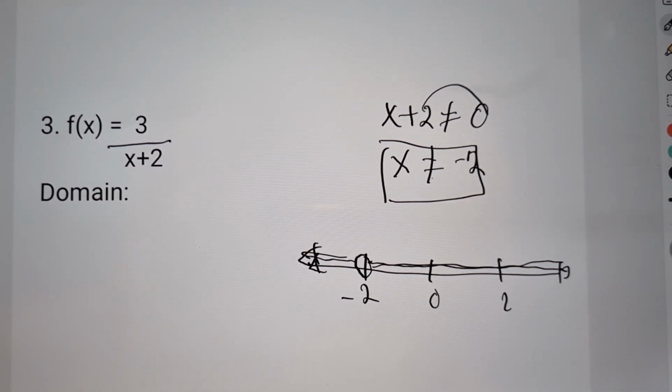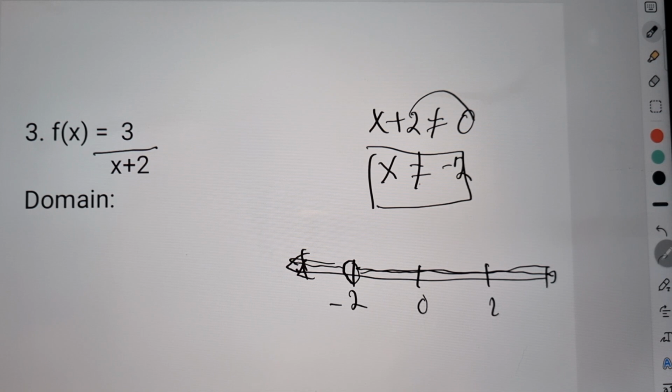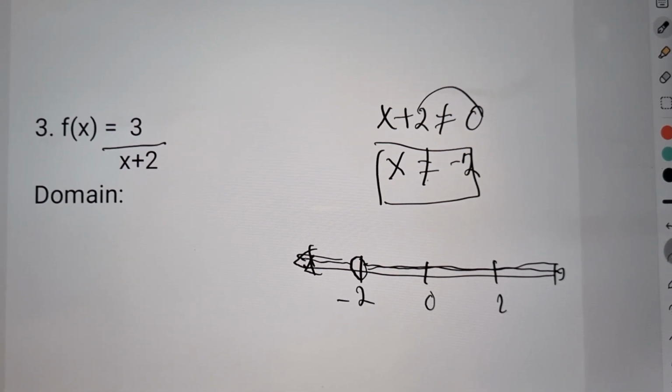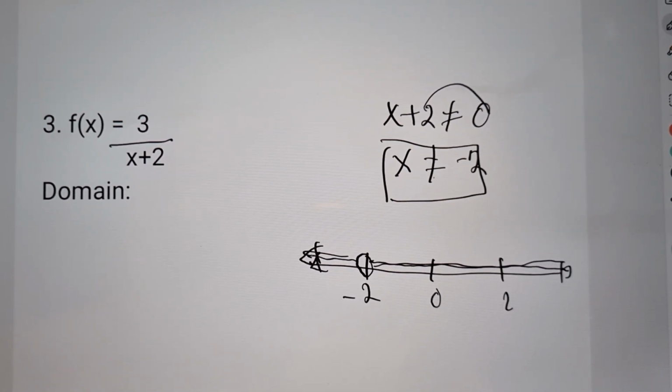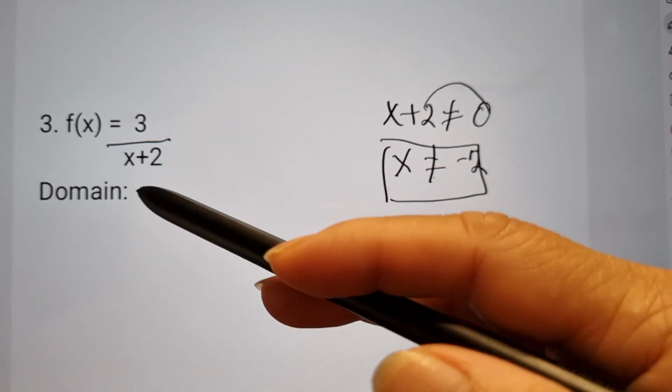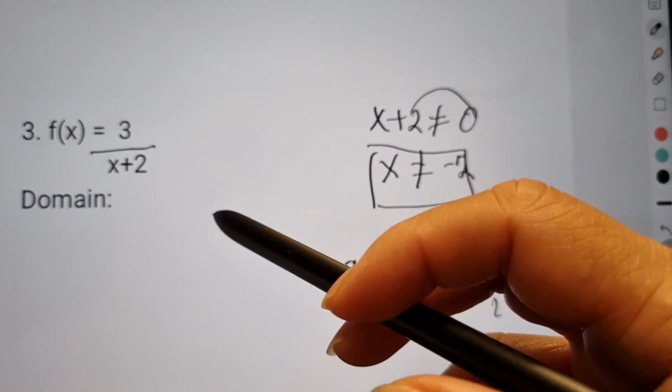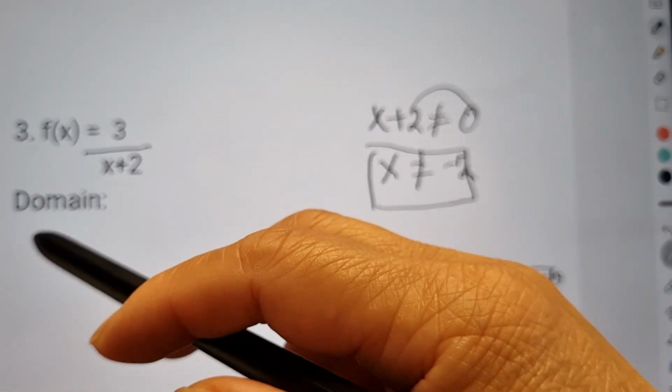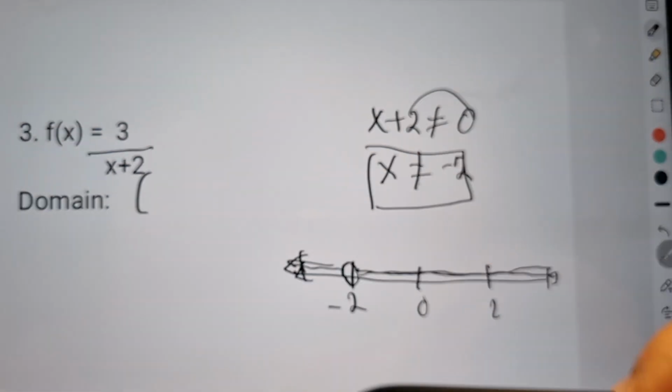Okay? So, anong gagawin natin ngayon? Ano ngayon ang magiging domain natin? Ibig sabihin, all real numbers except negative 2. Nakuha nyo? So, lahat ng numbers except negative 2. Now, paano natin gagawin? So, pwede nyo naman ilagay yan, isulat all real numbers except negative 2. Or pwede nyo gawing interval notation.